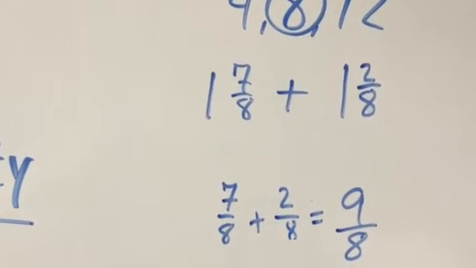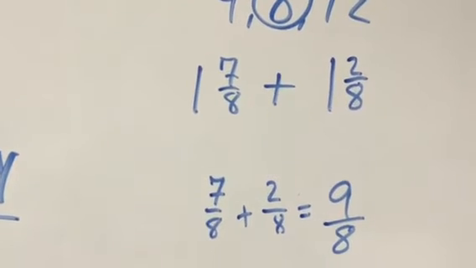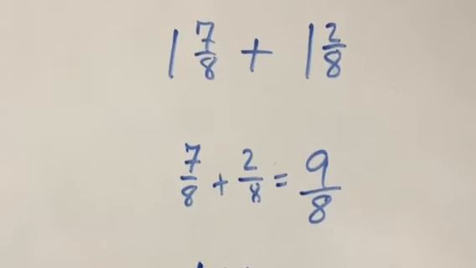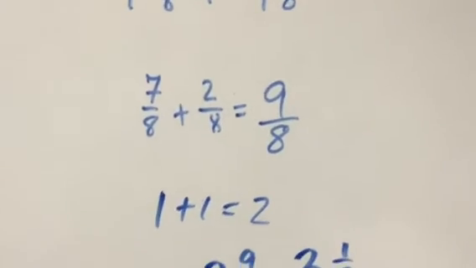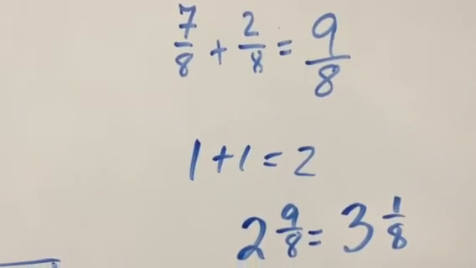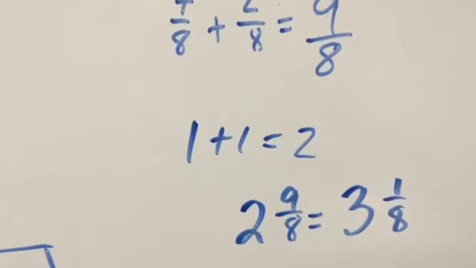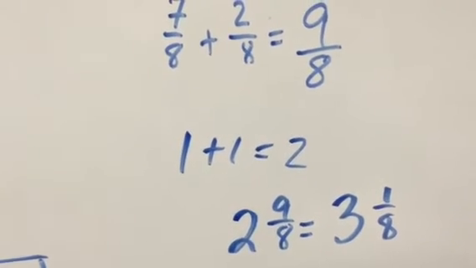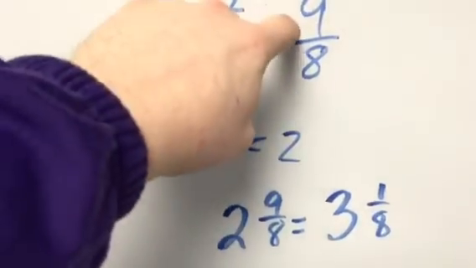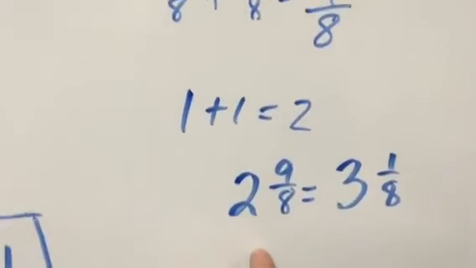Step 2 tells us to add the fractional parts. So 7/8 plus 2/8 gives us 9/8. Step 3 tells us to add the whole numbers. So it's 1 plus 1 gives us 2. So we combine those and we have 2 and 9/8. So we write 2 and 9/8 right here.